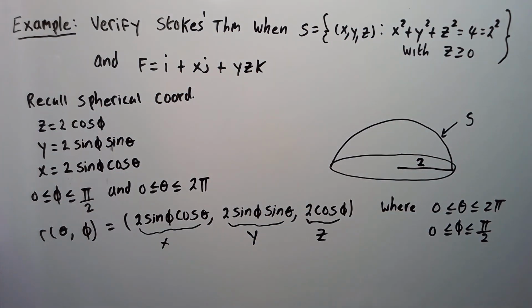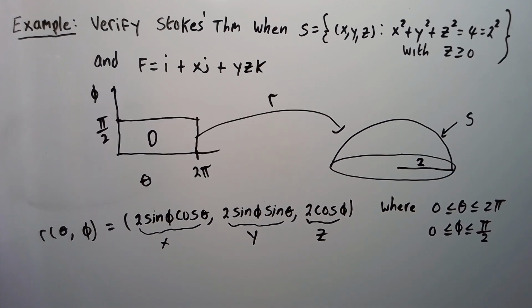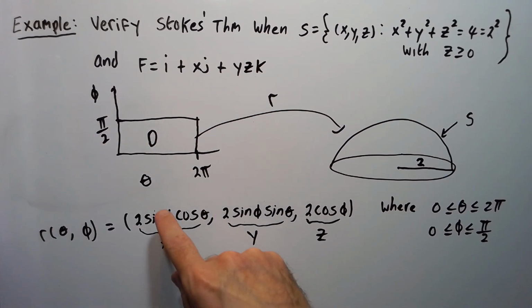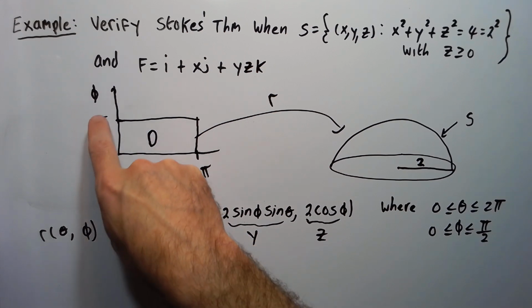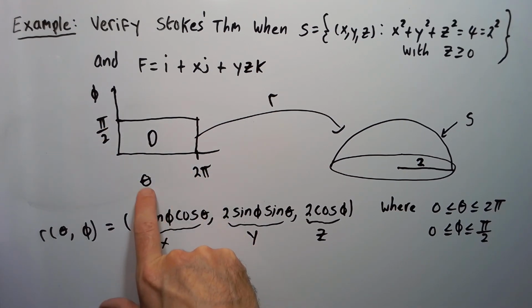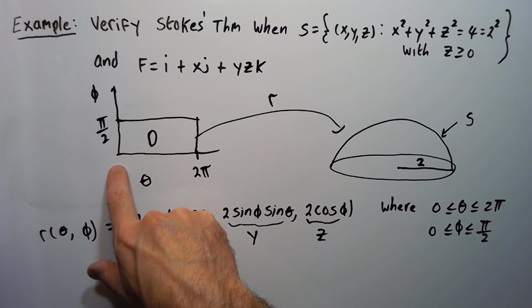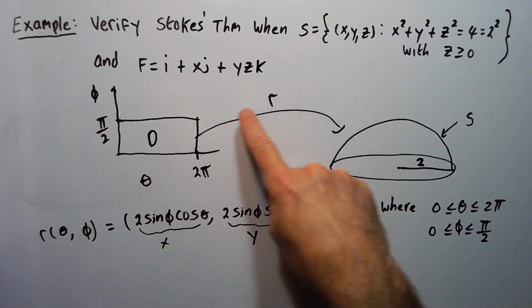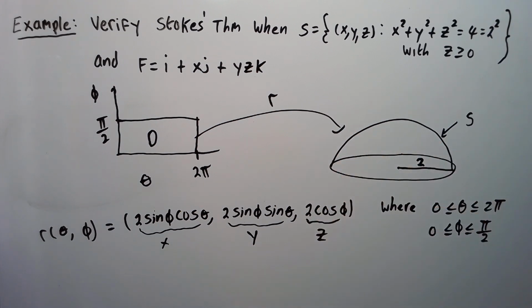Okay, so let me draw the D region now. So this is what our mapping would look like, using theta and phi. Usually we use u and v, but it doesn't matter. In this case, I'm going to use theta and phi since it's more natural. So theta goes between 0 and 2 pi, phi goes between 0 and pi over 2. Then under this mapping R, we'll map into the top half of the sphere of radius 2. Okay, so let's keep going now. Let's start to verify Stokes' theorem now.